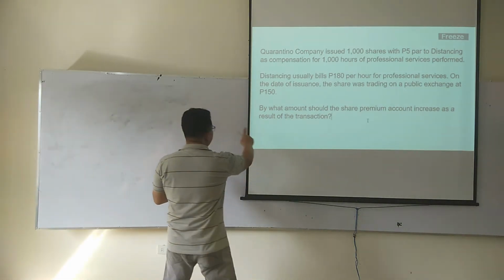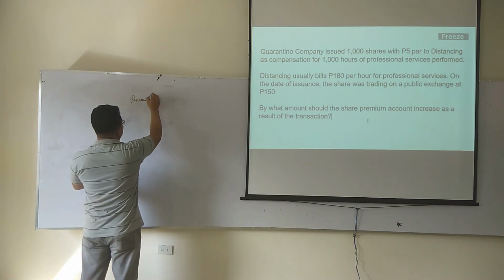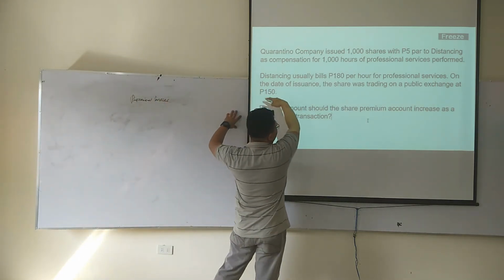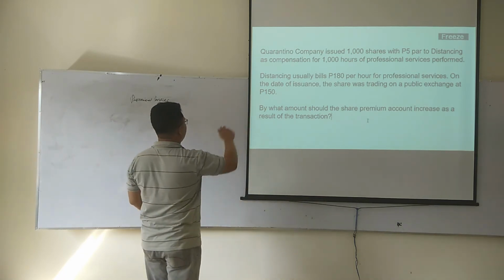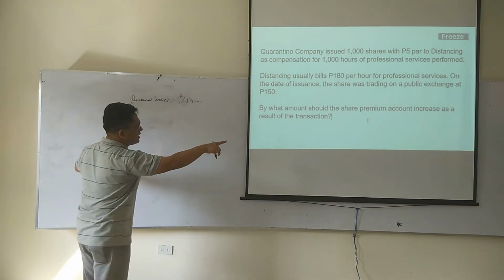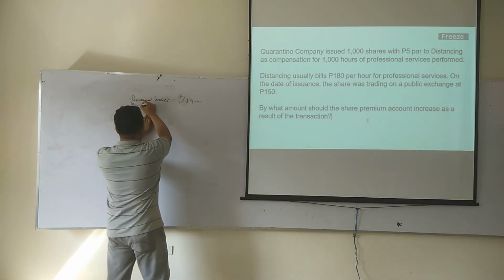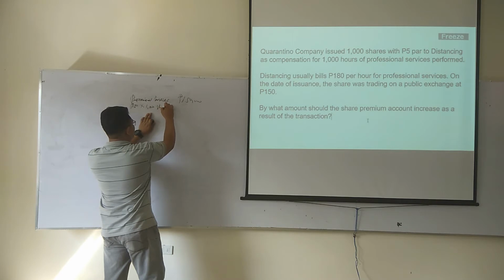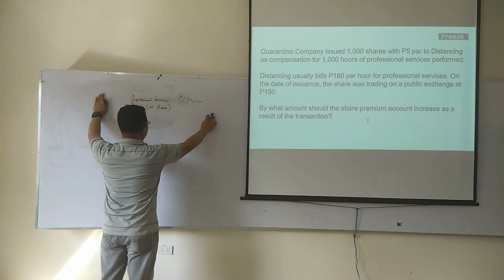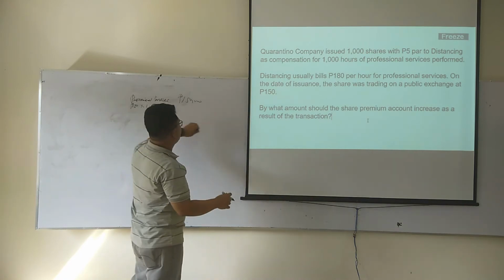So our entry to record this transaction is debit professional services at 150 per share, so 150,000. We got that from the 150 fair market value of the shares times the 1,000 shares issued. Then credit issue share capital.